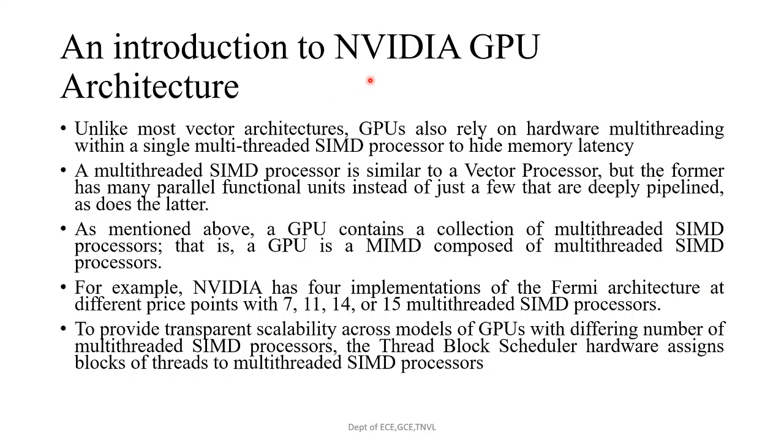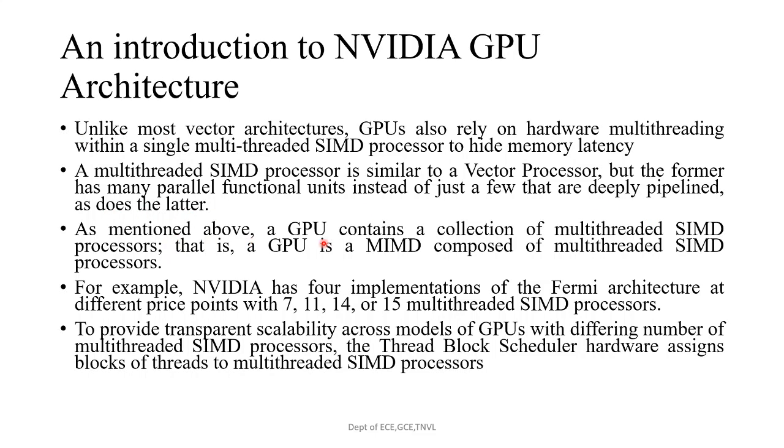So, an introduction to NVIDIA GPU architecture. Unlike most vector architectures, GPUs also rely on hardware multithreading within a single multi-threaded SIMD processor to hide the memory latency. A multi-threaded SIMD processor is similar to a vector processor, but the former has many parallel functional units instead of just a few that are deeply pipelined as does the latter.